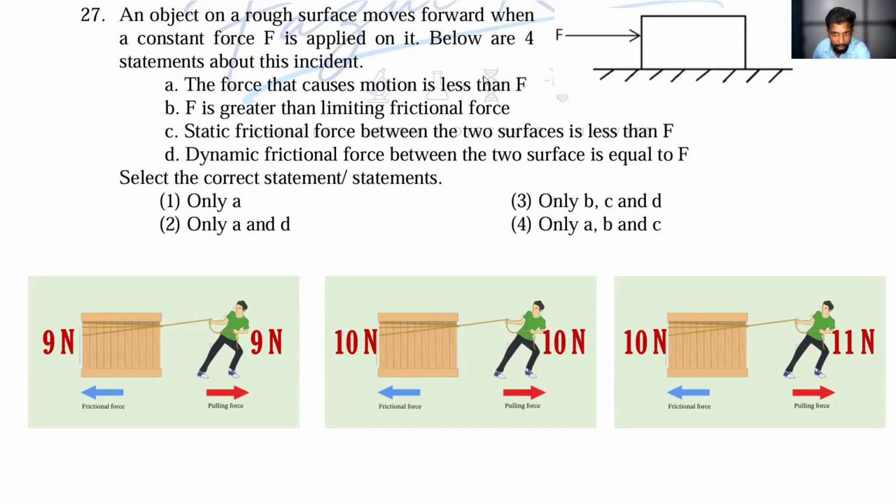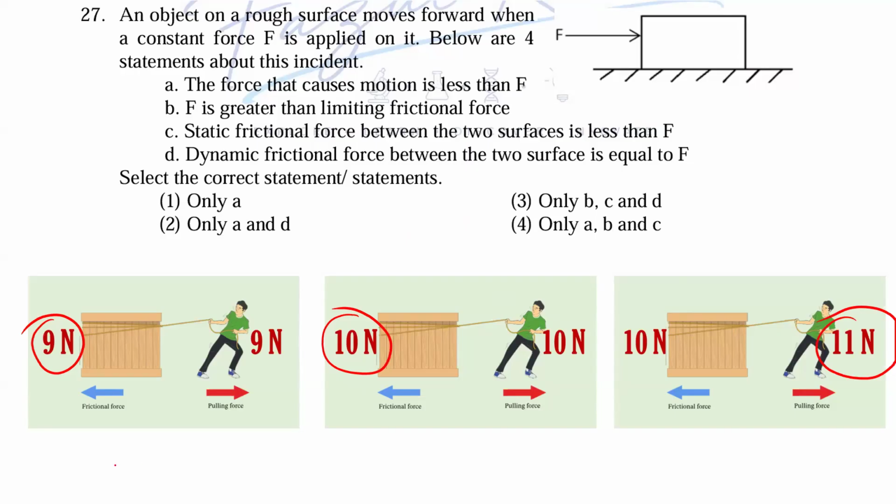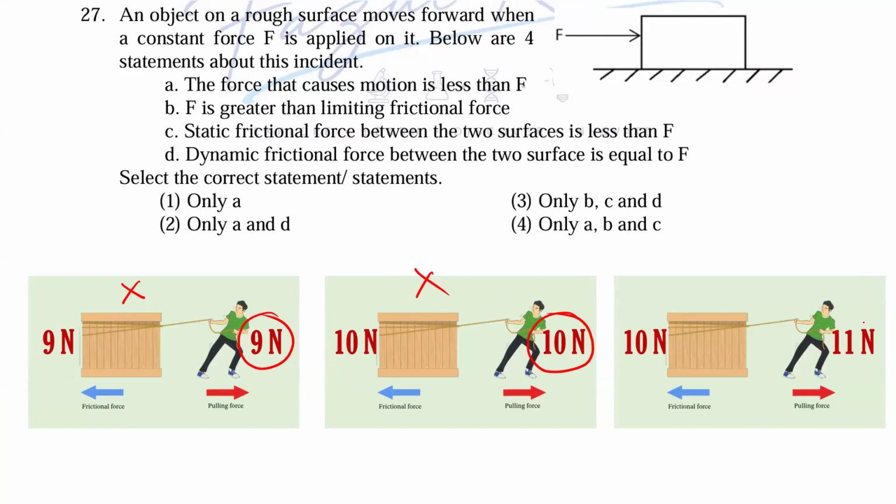Listen. Okay. Now I'm going to explain the question, so be careful. Listen here. In our previous example, we may remember, when I'm applying 9 Newton, the object didn't move. When I'm applying 10 Newton, still the object didn't move. When I'm applying 11 Newton, the object moved. Am I right? You may remember that, right? But when I'm applying 11 Newton, what happened? The object started to move.